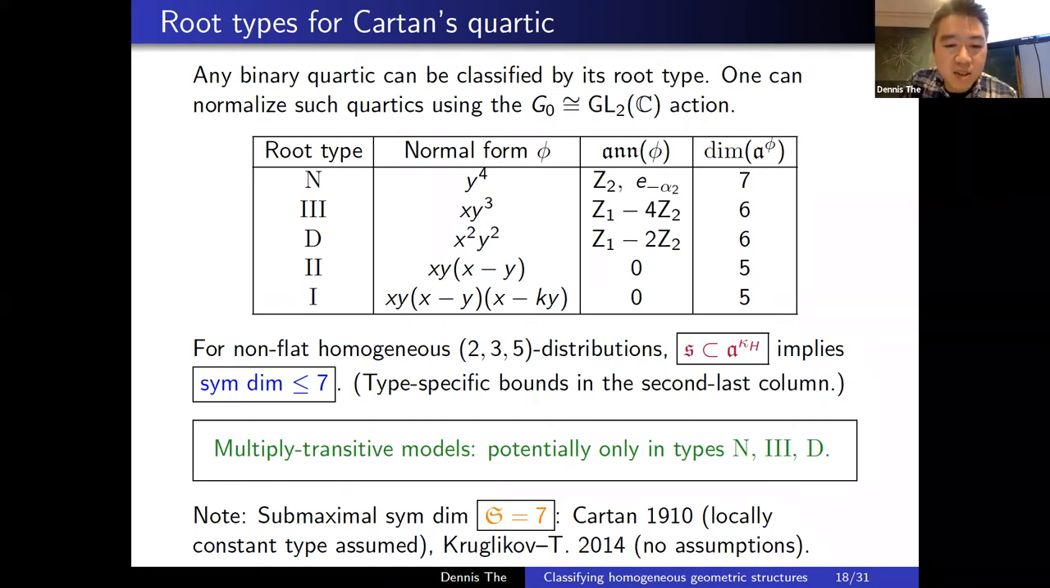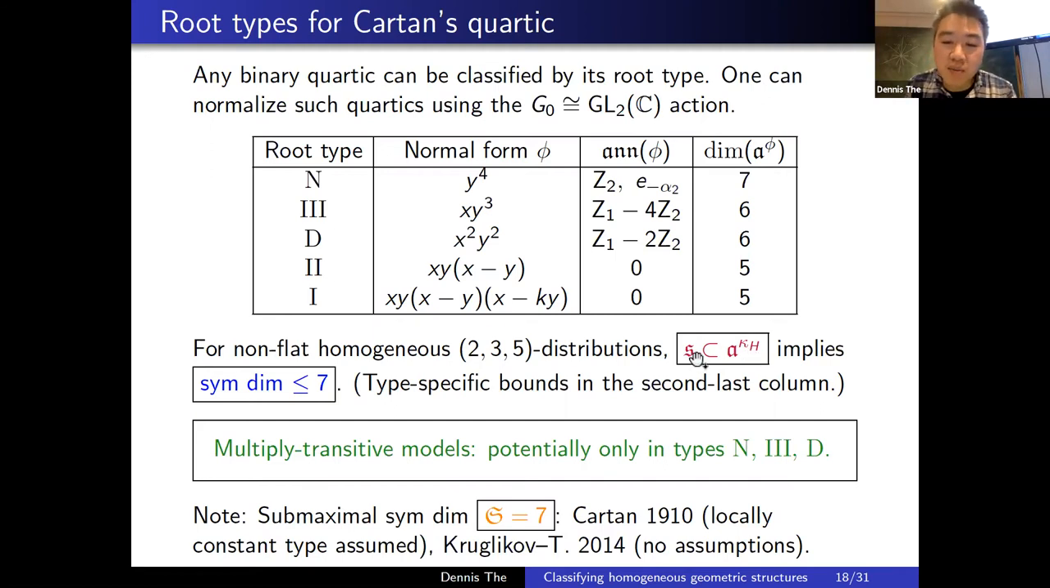So the submaximal symmetry dimension S is equal to 7. This was shown by Cartan in his 1910 paper. Basically, locally constant type is assumed in his calculations because he's doing bundle reductions. Okay. And in this paper with Boris, we didn't put any assumptions here. Okay. We had a different argument. This statement S is contained in the Tanaka prolongation of the harmonic curvature part.